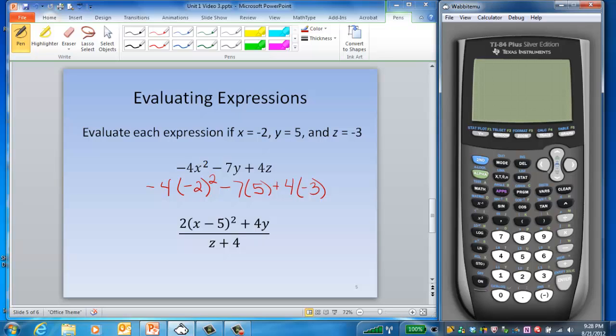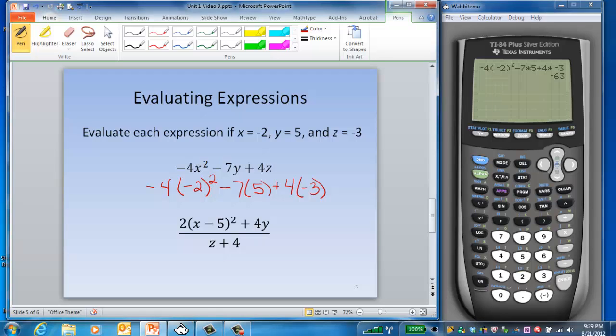Just clear. -4. Start the parentheses on the -2. There is a squared button over here diagonally from the 7, and it'll automatically put that exponent of 2 in there for you, so you don't have to use the caret. -7 times 5 plus 4 times -3. Enter, and there's -63 for your answer.